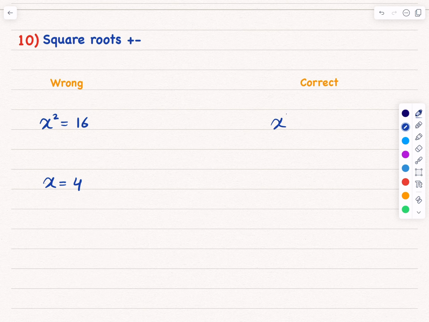So here, the correct, full way would be: if x squared is equal to 16, then x will be positive or negative 4, because also, negative 4 squared would be positive 16.